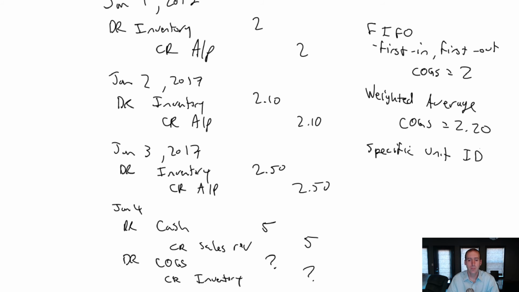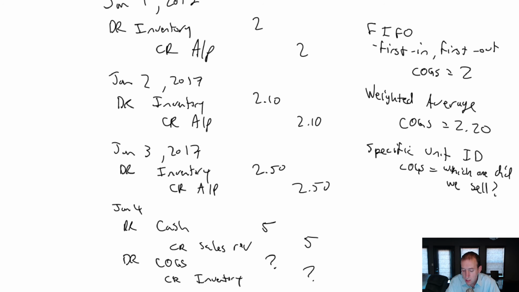If you sell big equipment, if you sell unique equipment, if you sell anything that should be tracked individually, you would use specific unit ID. So with specific unit ID, for the COGS, I'm just going to say, which one did we sell? Whatever one we sold, that's the cost of goods sold. And we've got to keep track.